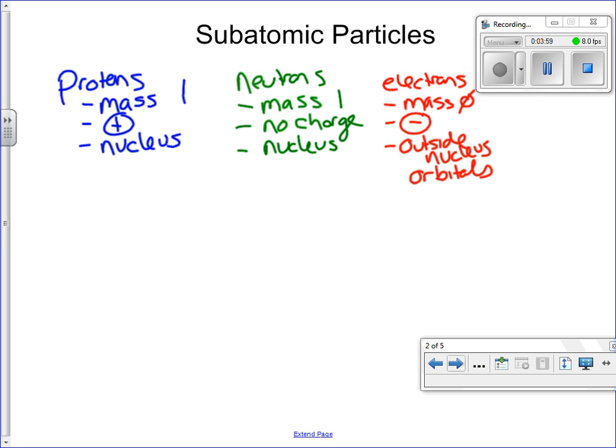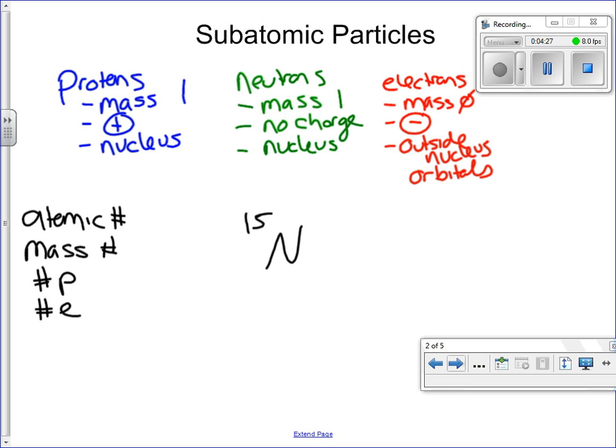Now, what you should be able to do is if I give you an isotope, which is an atom that has a different number of neutrons than other versions of that element. Okay? So let's say nitrogen. Here's nitrogen 15. You should be able to tell me the atomic number, the mass number, the number of protons, number of electrons, number of neutrons, nuclear charge, and I think that's it.